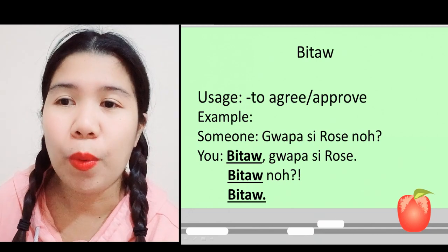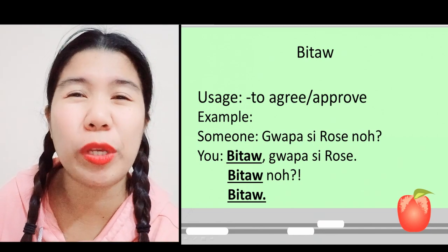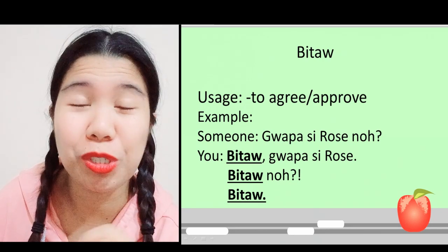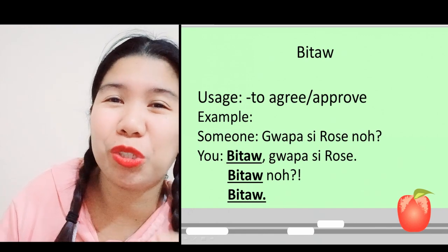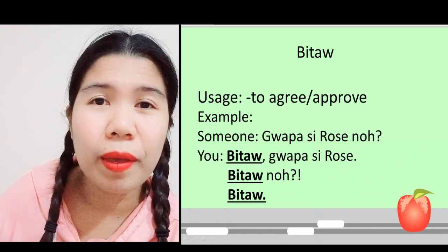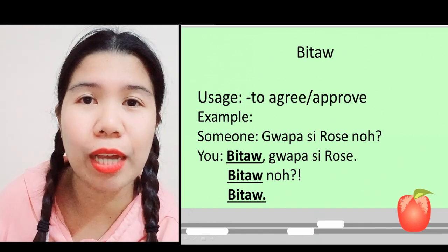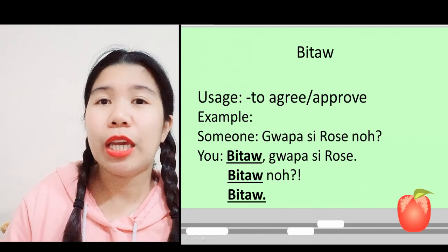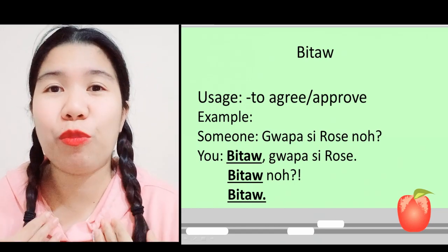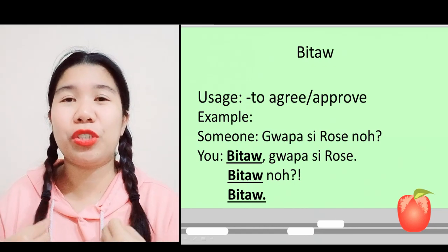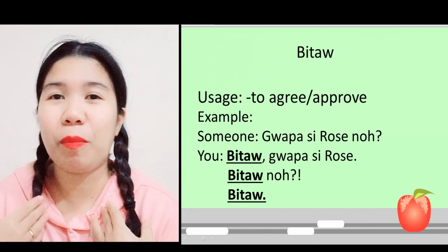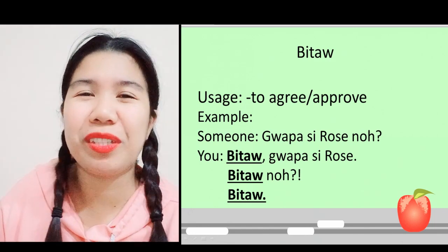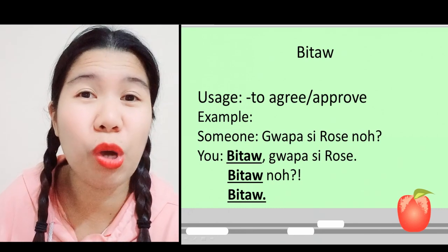Okay, no. This sentence is actually not a question, although there's a question mark there, because the intonation should be "Guapa si Rose, no?" But actually it's a statement, and the word no means the speaker is asking for validation on what he or she has said. So he wants approval. He's asking for your opinion as well. Do you agree with what he said? "Guapa si Rose, no?"